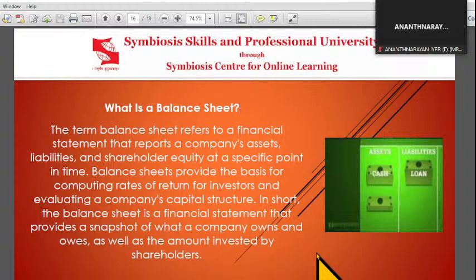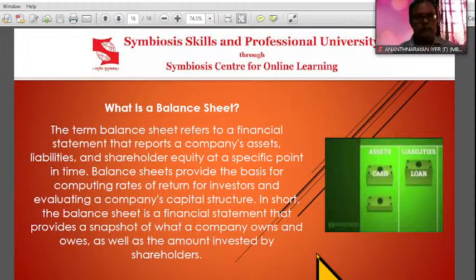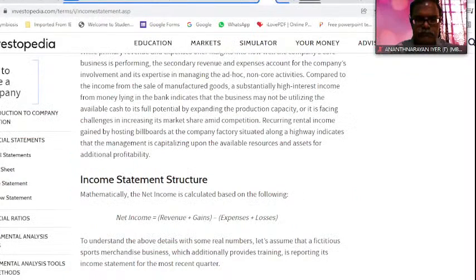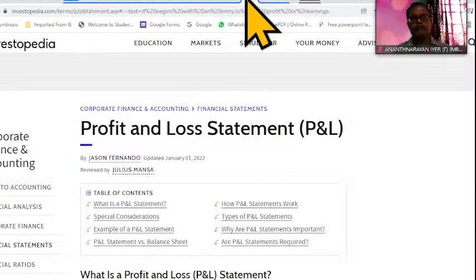So balance sheets provide the basis for computing the rates of return for investors and evaluating a company's capital structure. In short, balance sheet is the financial statement that provides a snapshot of what a company owns and owes. Right? Assets mean what they own, what they are the owner of, and owes means the liabilities, to whom they are expected to pay, as well as the amount invested by the shareholders. The shareholders' amount will also come in this. Let us take a detailed look at how this balance sheet looks.